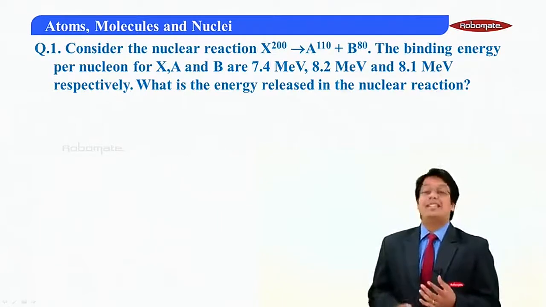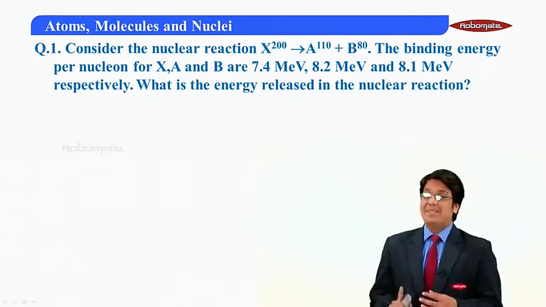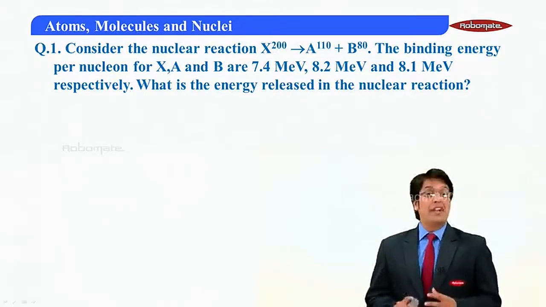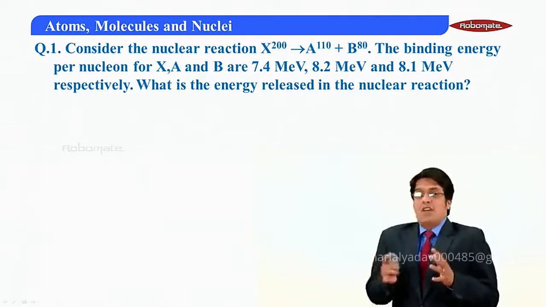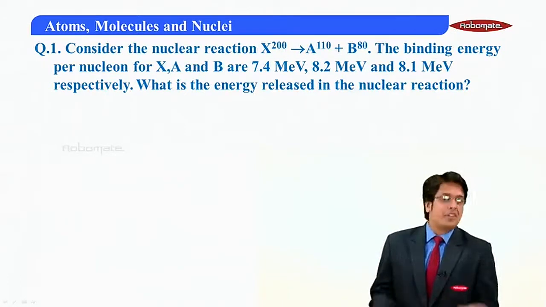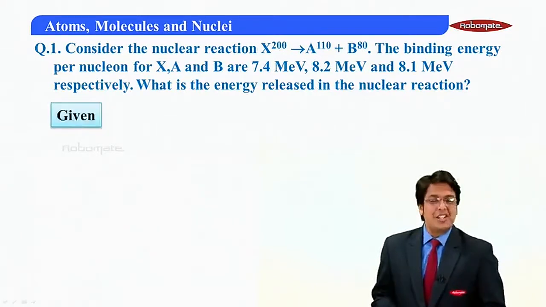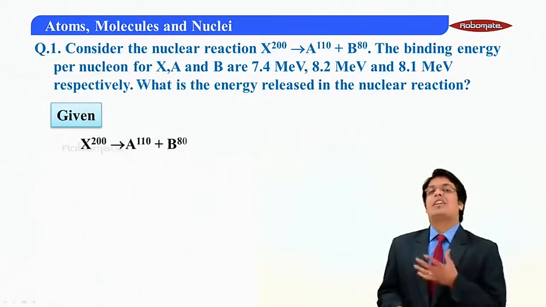Energy released means E is equal to mc square, where m is the mass defect. What is the mass defect? First it was heavy, now it became light. That is the mass defect. That is what we have to calculate. So let us start with our question with the given.